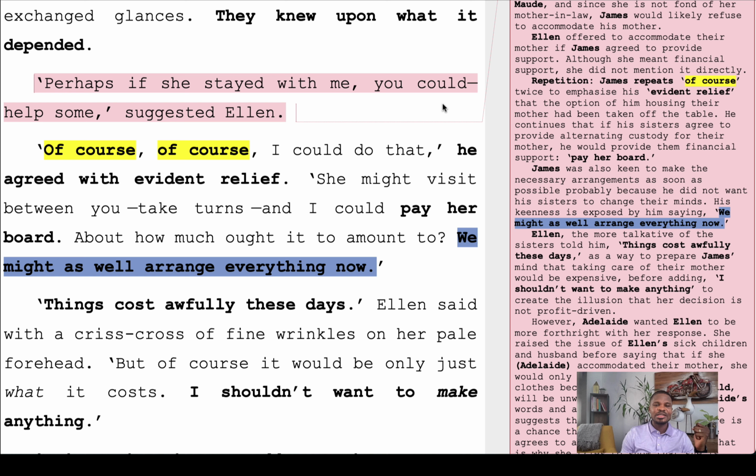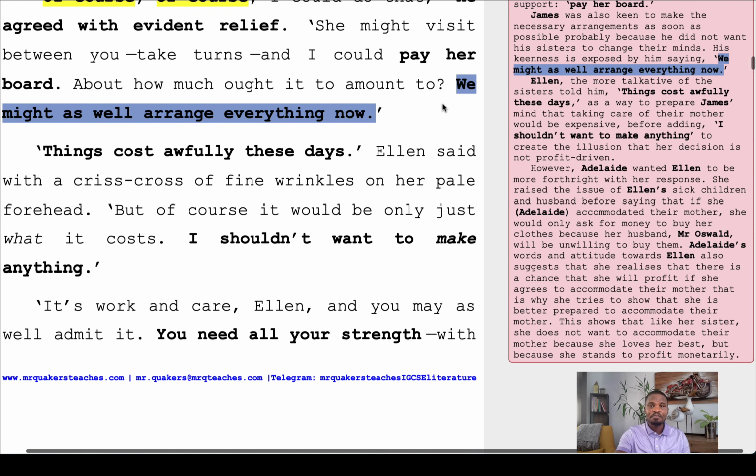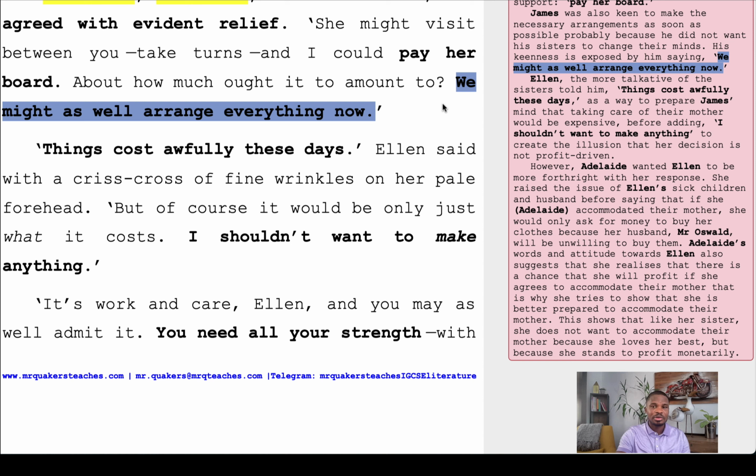"Things cost awfully these days," Helen said, with a crisscross of fine wrinkles on her pale forehead. "But of course, it would be only just what it costs. I shouldn't want to make anything." Very soon, we're going to see that the sisters begin to jostle for their mother when they see the amounts that will be paid. Helen, the more talkative of the sisters, told him things cost awfully these days, as a way to prepare James's mind that taking care of their mother would be expensive, before adding, "I shouldn't want to make anything," to create the illusion that her decision is not profit-driven. So she's not doing it for profit. It's something that she just wants to do.